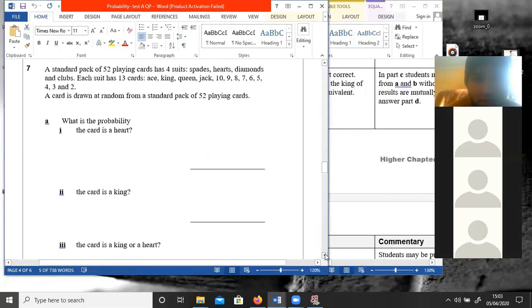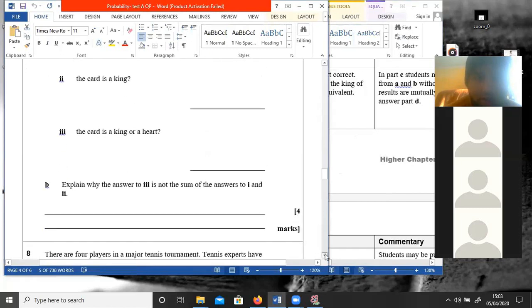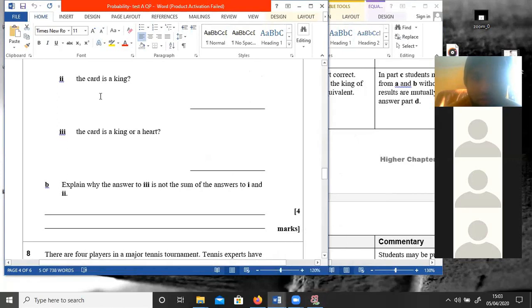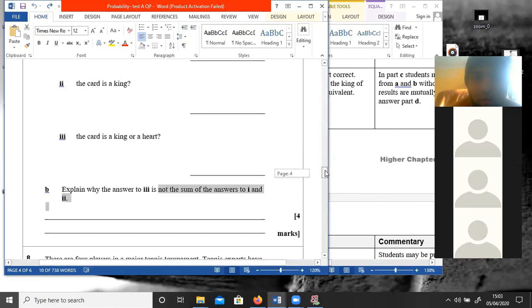The next part of this question says, explain. Now, this is the same thing. Explain why the answer to 3 is not the sum of the answers to 1 and 2. However, in this mark scheme, they're giving you a clue. So even in this exam, if you've got 17 out of 52, the next question tells you, look, why is the answer here the right answer, not the sum of the answers to 1 and 3? Why is it not the sum of 1 and 3?